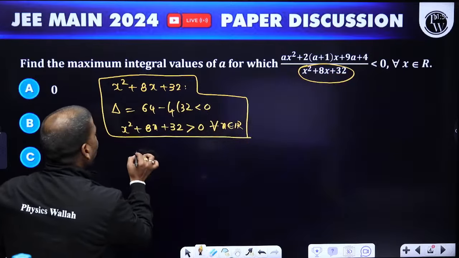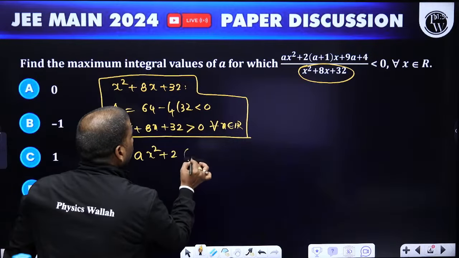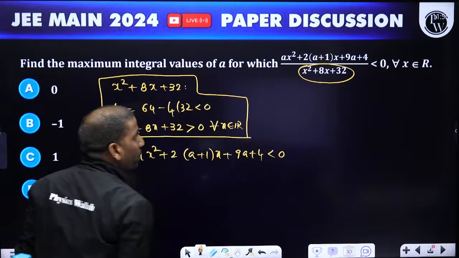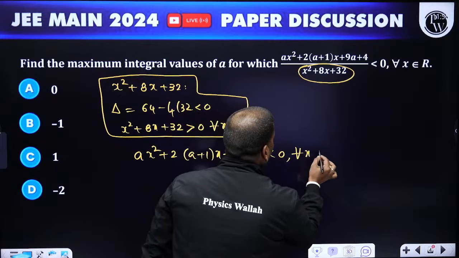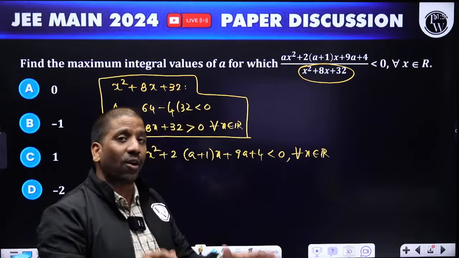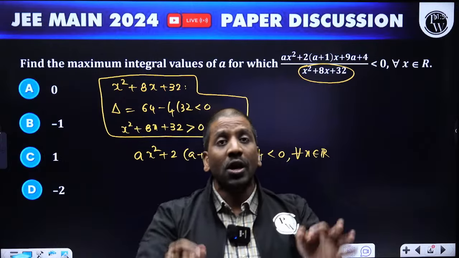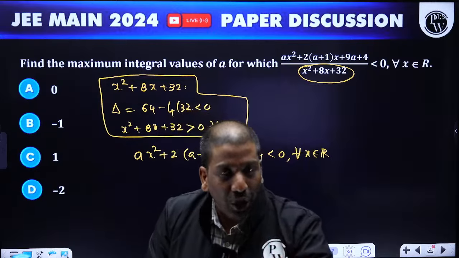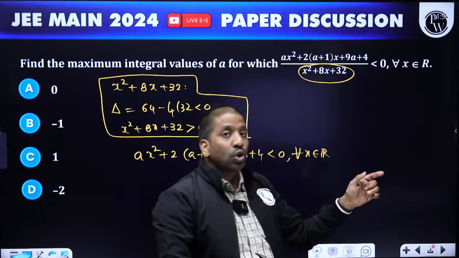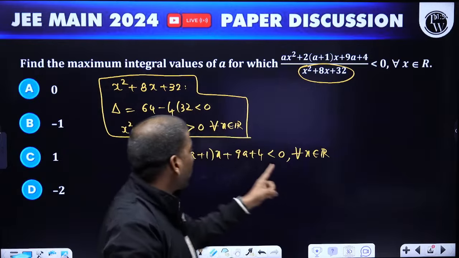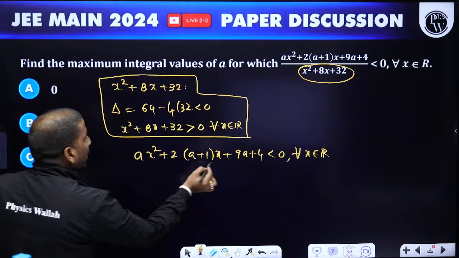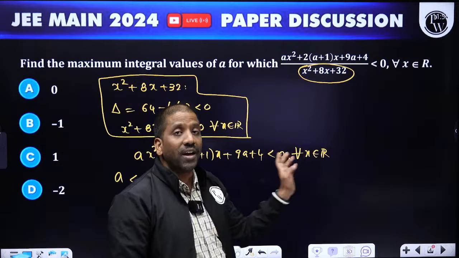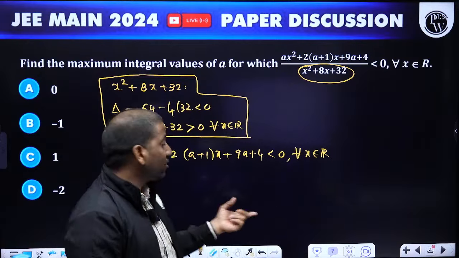So we just need to look at the numerator, ax square plus 2 times (a plus 1)x plus 9a plus 4, which is less than 0. Understand, for all x belonging to R it should be negative. For all x belonging to R, when a quadratic expression is negative or positive, first and foremost the discriminant is less than 0, and at the same time the sign should coincide with the coefficient of x square. So the coefficient of x square should be negative. If the coefficient of x square is positive, it can never be less than 0 for every x belonging to R, right? So that is the important point.